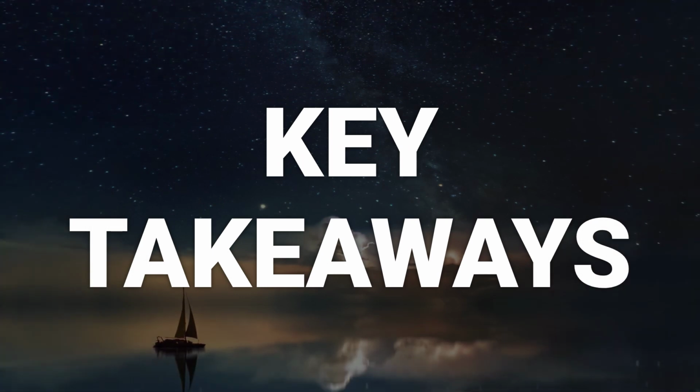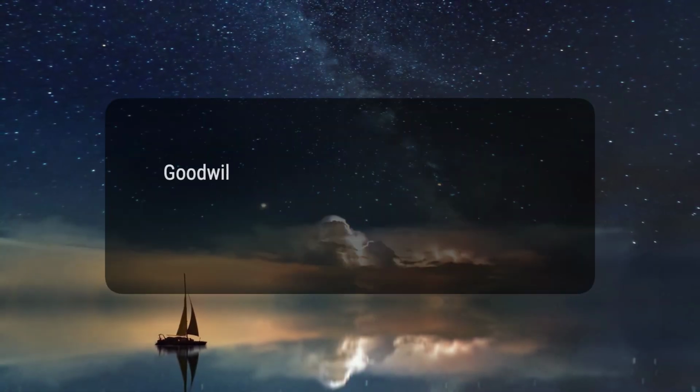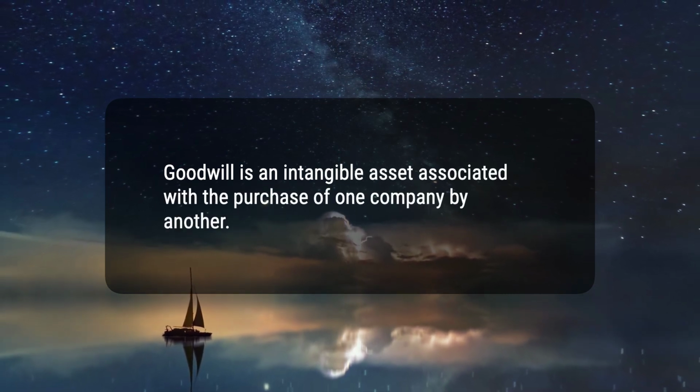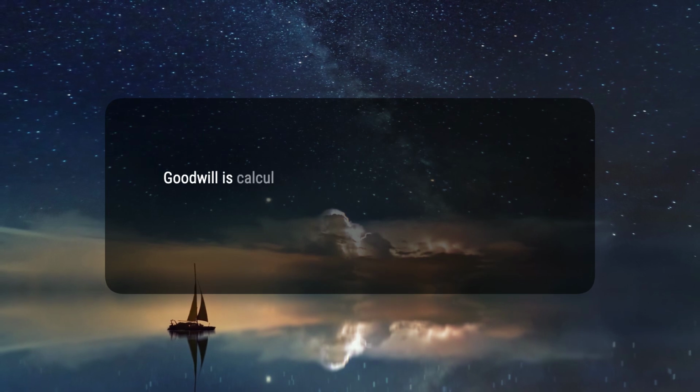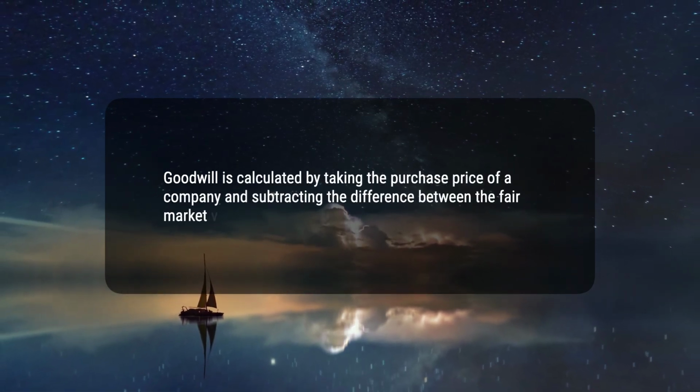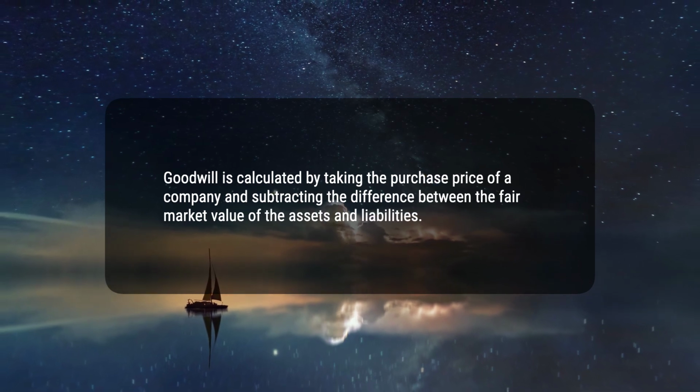Here are 4 key takeaways. 1. Goodwill is an intangible asset associated with the purchase of one company by another. 2. Goodwill is calculated by taking the purchase price of a company and subtracting the difference between the fair market value of the assets and liabilities.